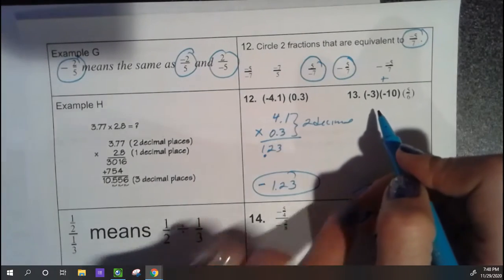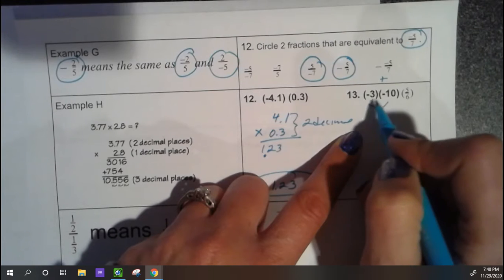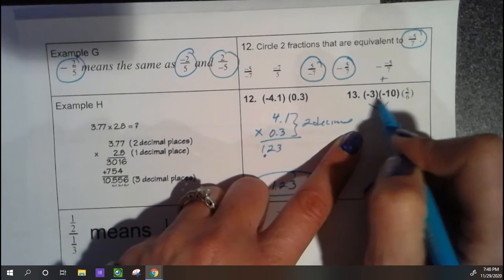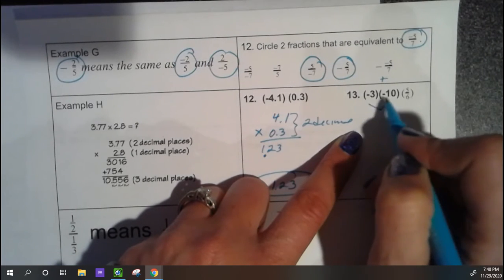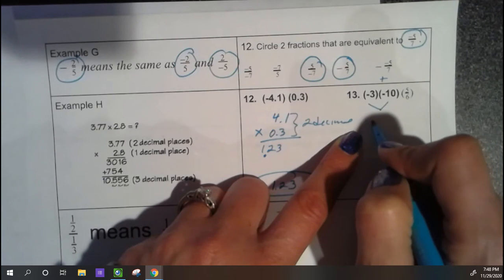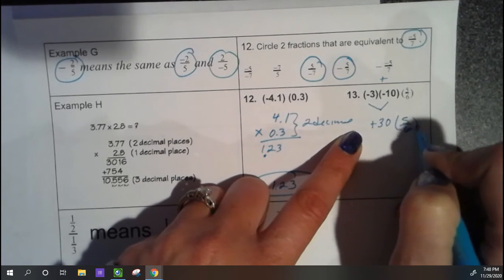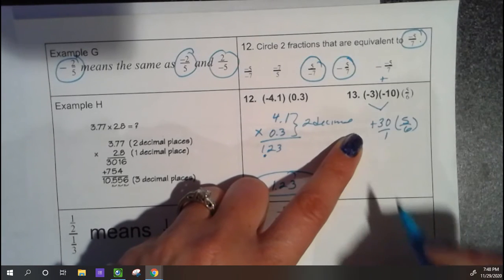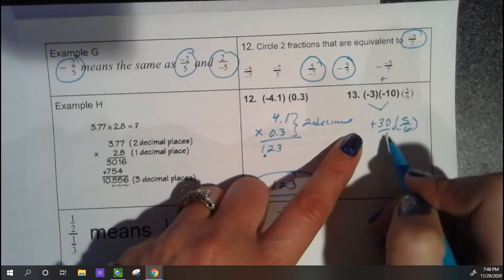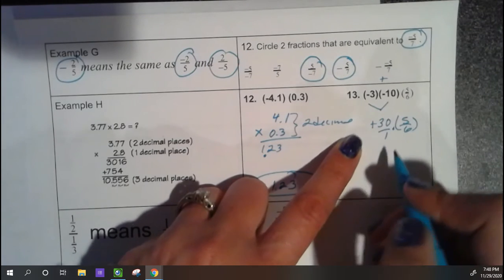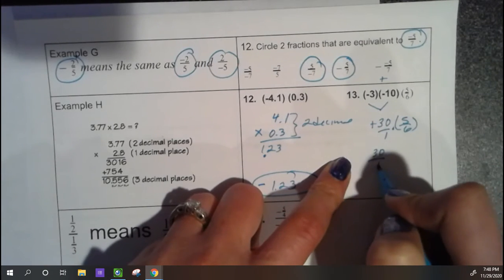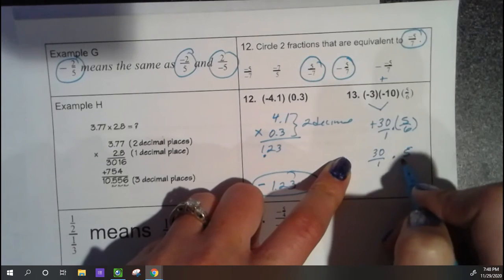Let's look at the next one. Here, I'm going to multiply these. These are like signs, an even number of negative signs. Even number of negative signs is going to give me a positive. And now I'm going to multiply it by 5/6. In order to multiply a whole number by a fraction, I need to make this one a fraction too. 30 is the same thing as 30 wholes. So 30 over 1 times 5 over 6.